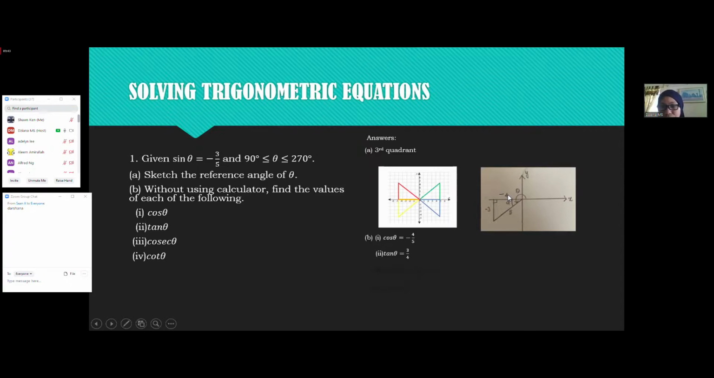And cosecant. What is cosecant? It is 1 over sine. So sine is already given in the question, negative 3 over 5. 1 over negative 3 over 5, you inverse it, becomes negative 5 over 3. Then the last one, they ask for cotangent. Since you already have the tangent just now, 3 over 4, cotangent is the other way around, so 4 over 3. Is there any question on this type of question? Is it okay, class?